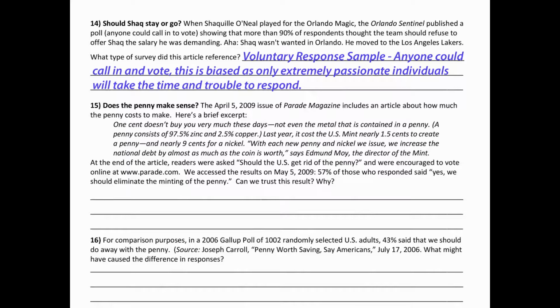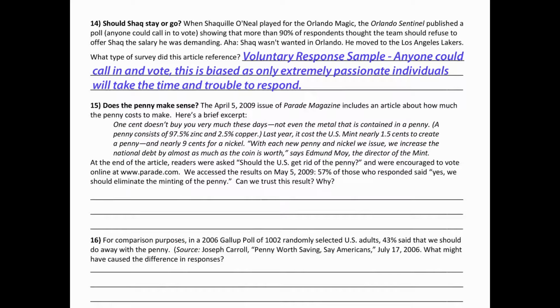Last year, it cost the U.S. Mint nearly 1.5 cents to create 1 penny and nearly 9 cents to make a nickel. So for every new penny and nickel that they issue, they increased the national debt by almost as much as that coin is worth itself.